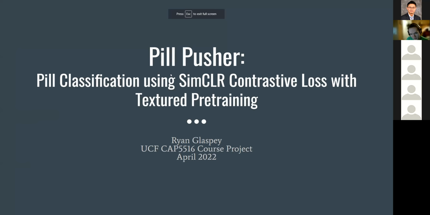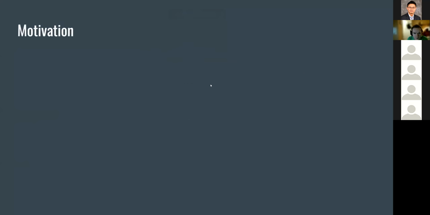Hello, so my project is Pill Pusher. It is pill classification using SimCLR contrastive loss with textured pre-training. So I'll briefly go over the motivation. The NIH hosted a pill image recognition challenge in 2016.